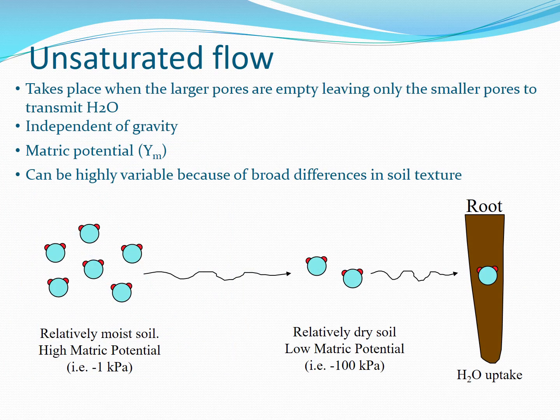All right, let's talk about unsaturated flow. This takes place when the larger pores are empty, leaving only the smaller pores to transmit water. This is independent of gravity, it's governed by matrix potential, and it can be highly variable because of broad differences in soil textures. If we have a relatively moist soil, but it's not saturated, we have high matrix potential. But if we have a relatively dry soil, we have a low matrix potential. So there's a lot of variation in unsaturated flow because of this.